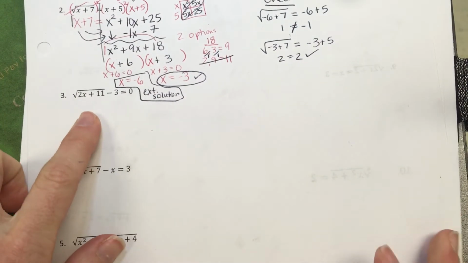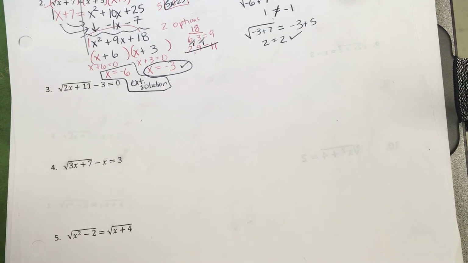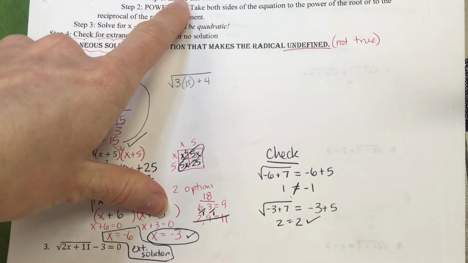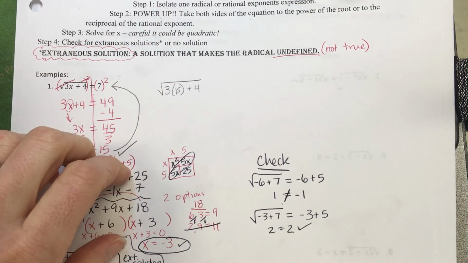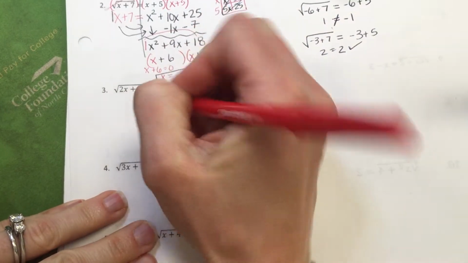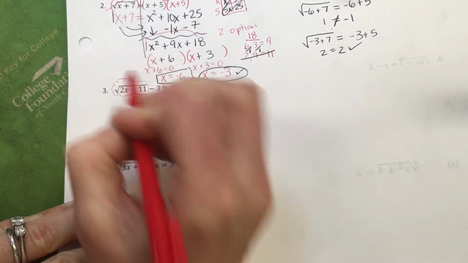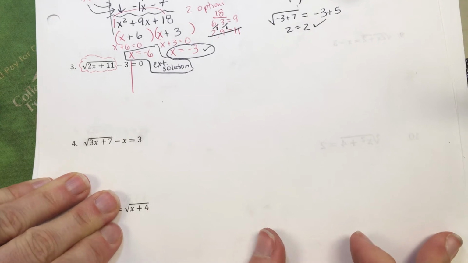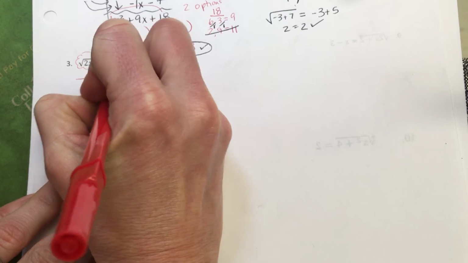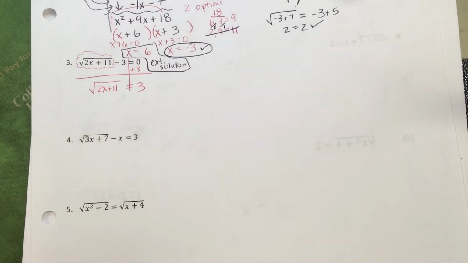All right, let's do another one. Number 3, any observations about number 3? Anything we need to move? We need to move the -3, okay? Step 1 is to isolate the radical. So what I mean by that is you have to get this by itself first. So how do you move the -3 to the other side? You add it. Okay, so we're left with the square root of 2x plus 11 equals 3. So move the 3 first.